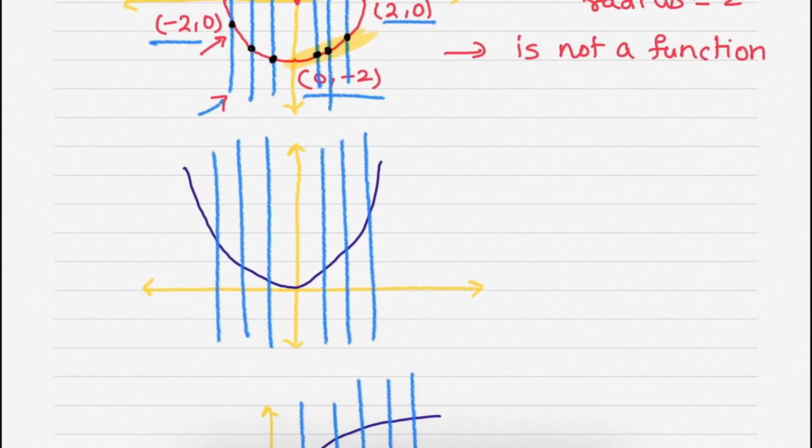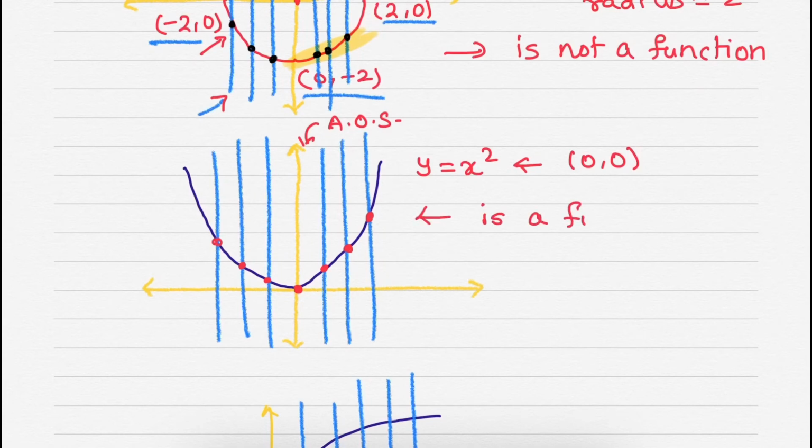The other example I took is the parabola y is equal to x squared. The focus of this parabola is on the axis of symmetry, and this is our axis of symmetry. I'm going to go into more detail about parabolas later. You can see all vertical lines have only one intersecting point on that graph. So we can say this graph is also a function.